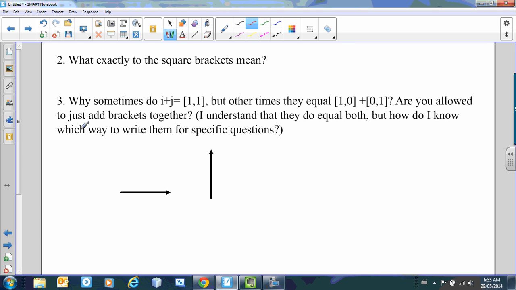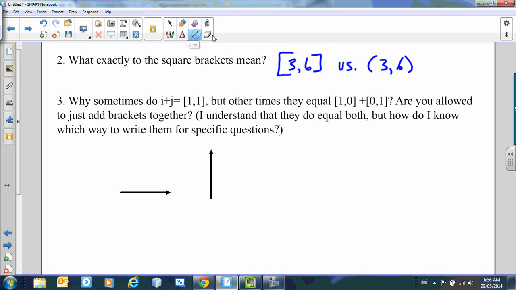And then the other two questions were, I think, fairly straightforward, but I wanted to make sure that I answered them here as well. What exactly do square brackets mean? Unless I'm misinterpreting the question, you're basically asking, what does this mean versus something like this? This is a point on the Cartesian plane as it always was. Okay, so we've got our little coordinate axis over here, and the point (3, 6).